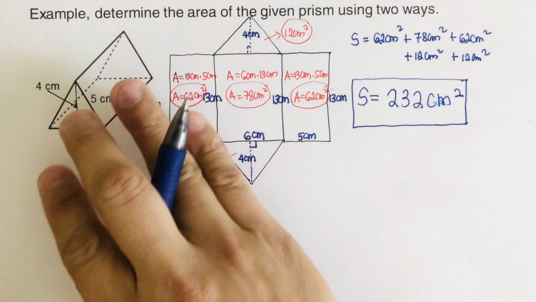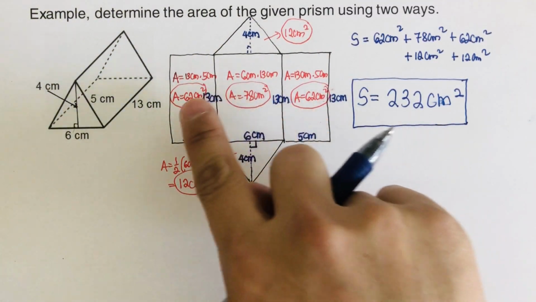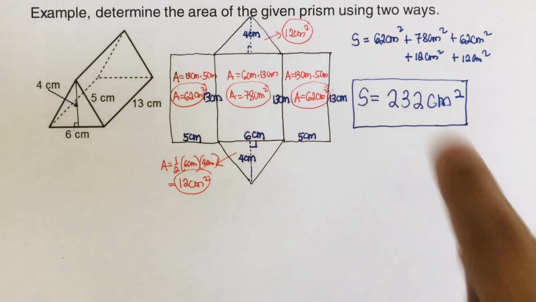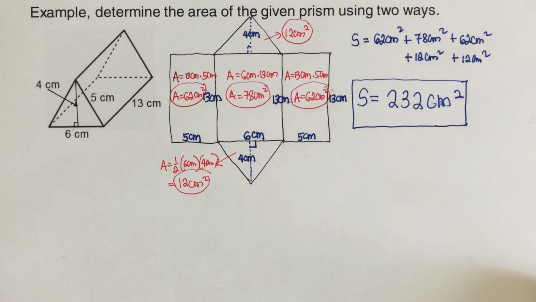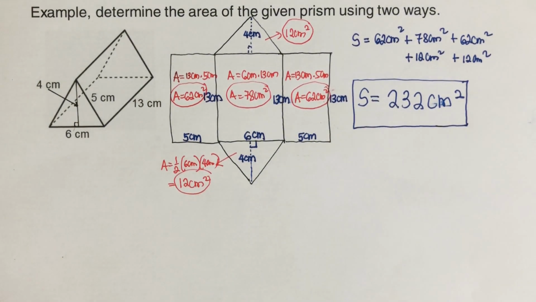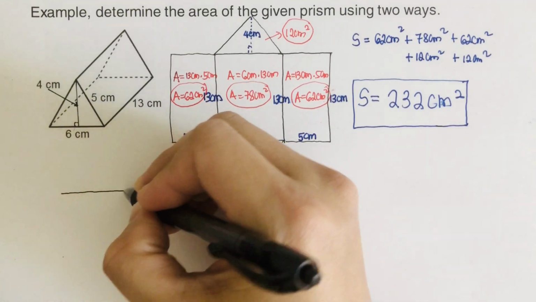So again, we used the first method: we unboxed it, determined the surface area for each of the flaps, and added all of them, and that is equal to 232 centimeters squared. Now the other method, because it says here we're supposed to show 2 methods for this, is to first let this triangular prism stand. So it's going to look like this, and then we're going to label it.